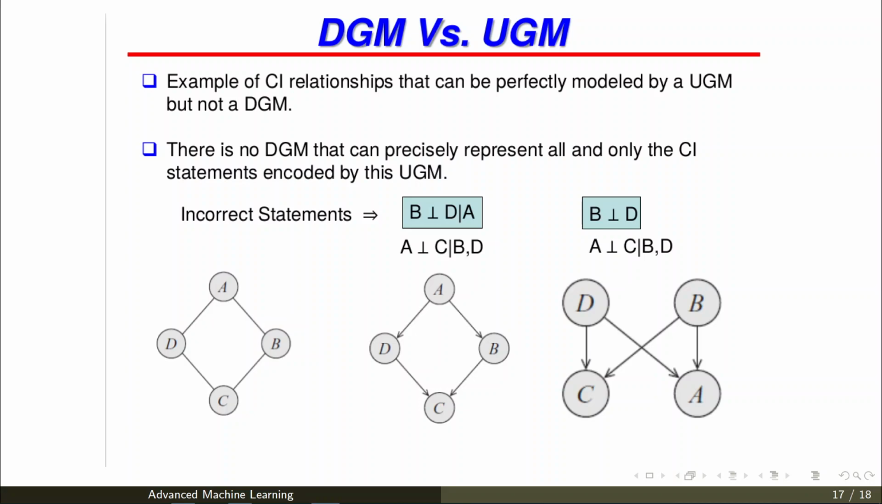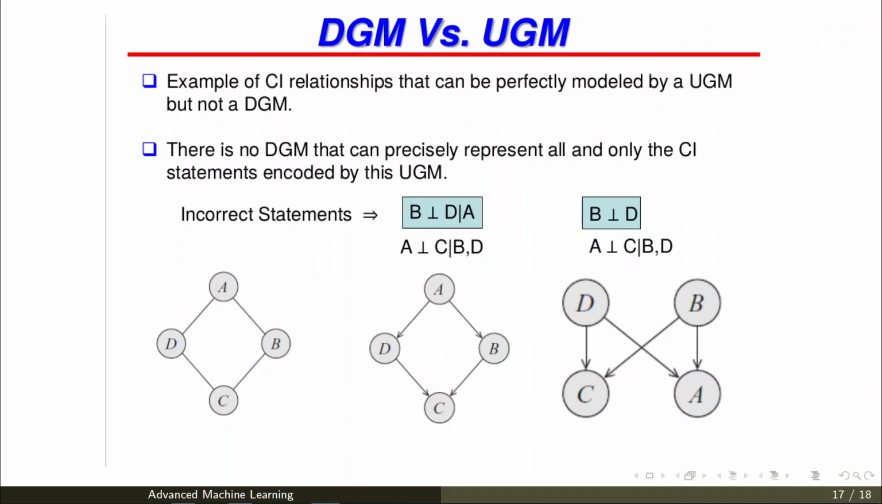So the valid question is, is there a directed graph that encodes the same relations as those of the undirected conditional independence? So we have an undirected graph here and two conditional independence relations. Can you construct a directed graph which encodes the same set of independence relations as those of the undirected graph?